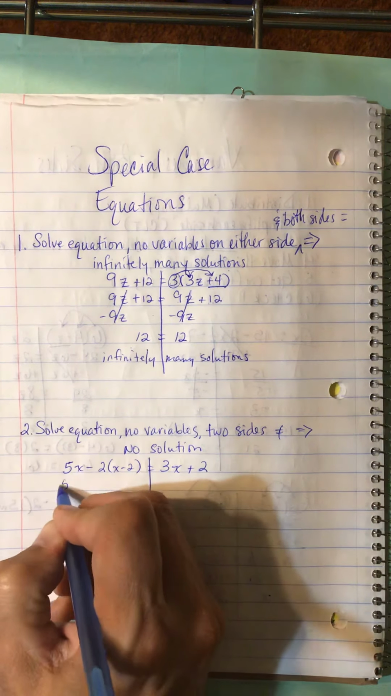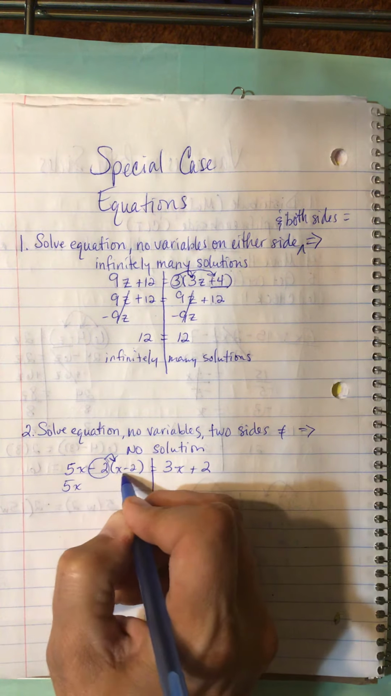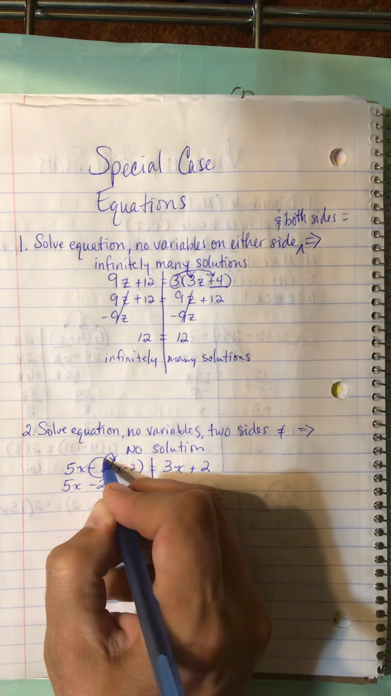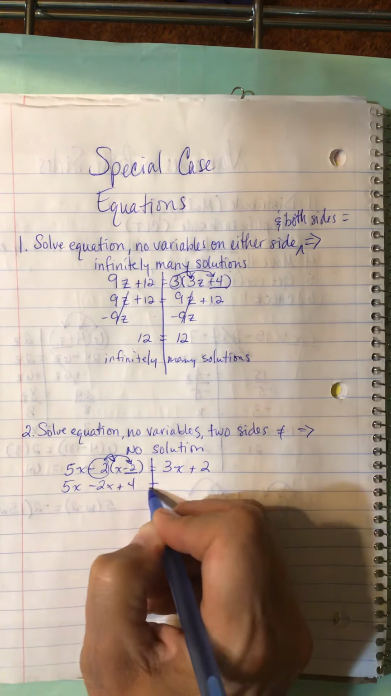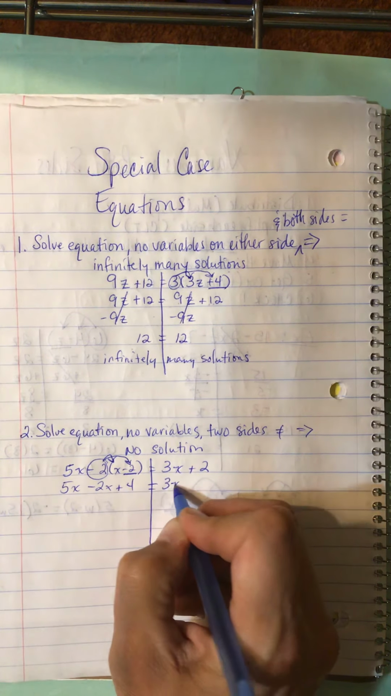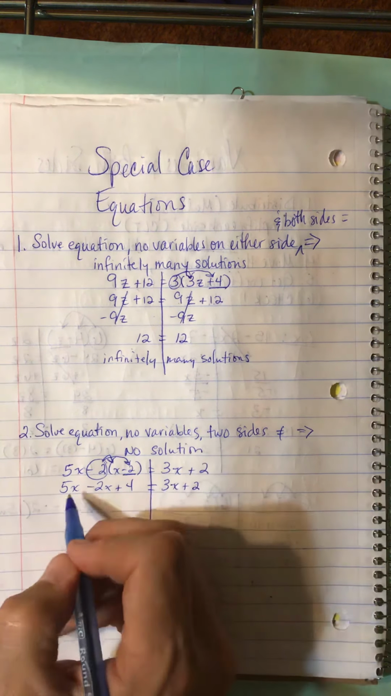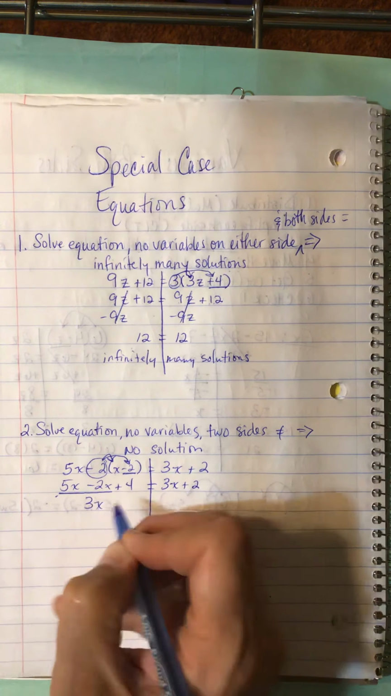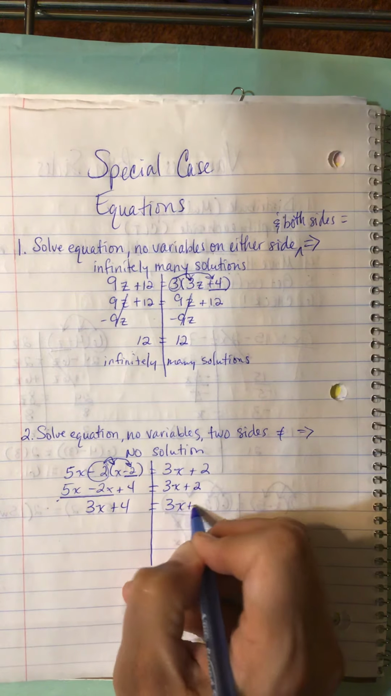Remember our rules. We distribute first, since we have parentheses. -2 times x is -2x. -2 times -2 is positive 4. There's nothing to do on the right side of the equal sign, so we just go ahead and recopy it. We do have like terms over here on the left side. 5x minus 2x is 3x. So 3x plus 4 equals 3x plus 2.